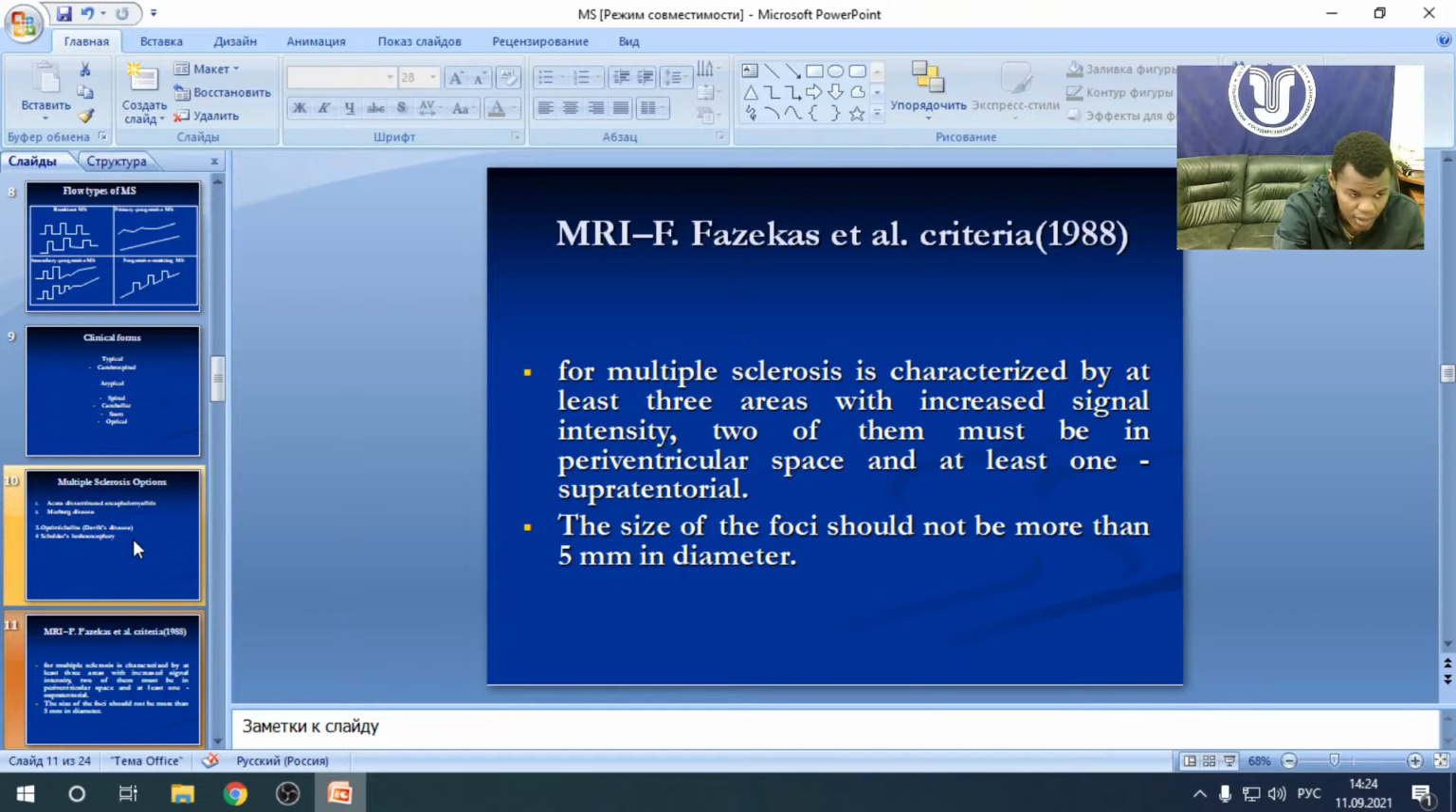So the size of the focus should not be more than 5 millimeters in diameter. What does it mean, guys? It means that when you take an MRI, you are checking that you have at least 3 areas with hyperintensity signal. Two of them must be in the periventricular space and 1 supratentorial. And the areas shouldn't be more than 5 millimeters.